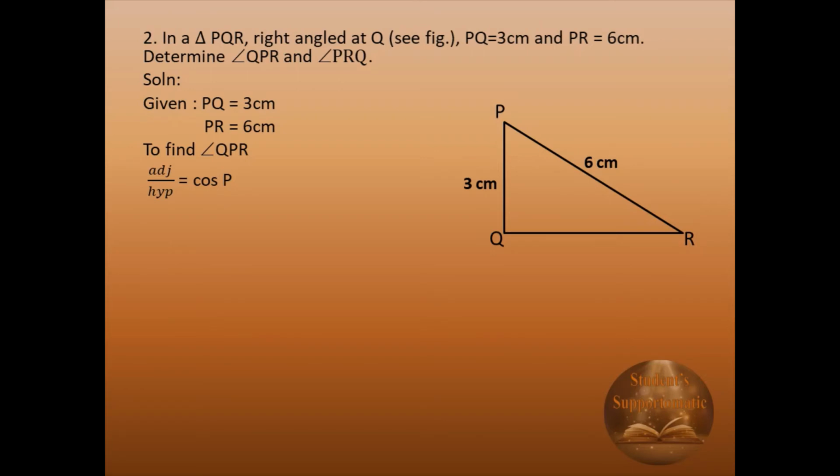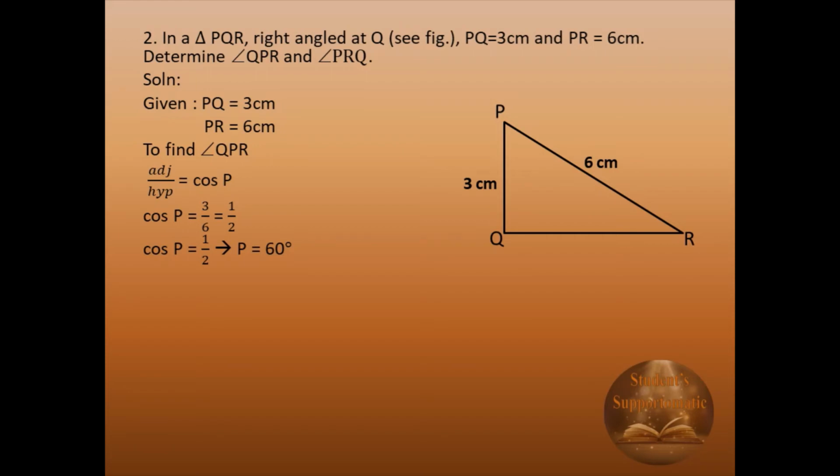Adjacent by hypotenuse is equal to what? Cos P. So cos P is equal to what? 3 by 6. Adjacent value is 3 and hypotenuse value is 6. It becomes 3 by 6, which is equal to 1 by 2. So when cos P is equal to 1 by 2, it implies what? When the cos value is 1 by 2, that is cos 60 degree, its value is 1 by 2. So if the cos P value is 1 by 2, it implies that the P value is 60 degree.